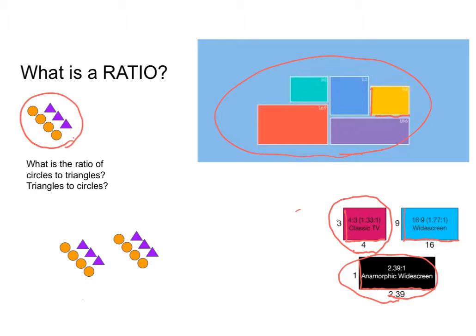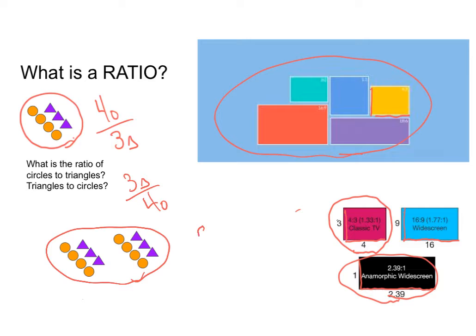In this example over here, you're going to notice what is the ratio of circles to triangles. The ratio of circles to triangles is there are 4 circles for every 3 triangles. What about the ratio of triangles to circles? Well, in this case, there are 3 triangles for every 4 circles. It's a relationship. So in this picture down here, you'll notice that there are 8 circles compared to 6 triangles, and this relationship is the same as for every 4 circles, there are 3 triangles.